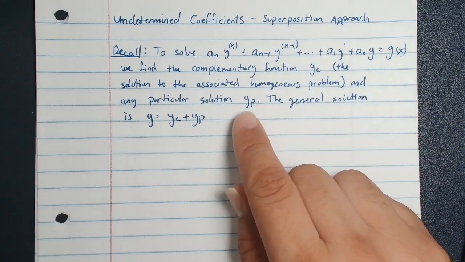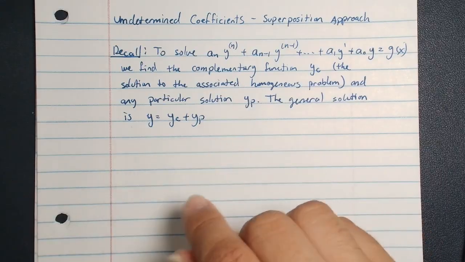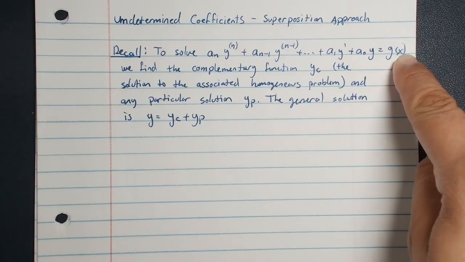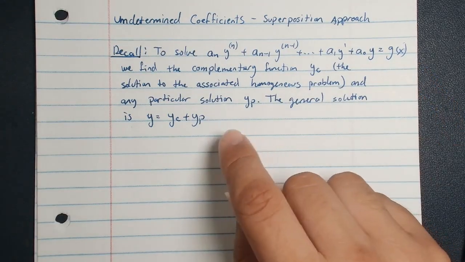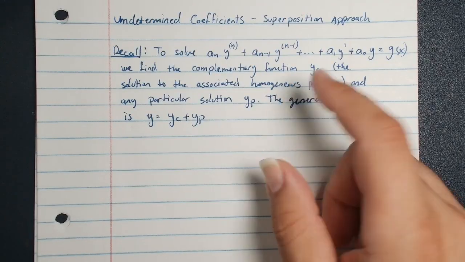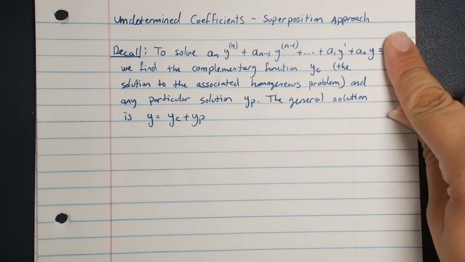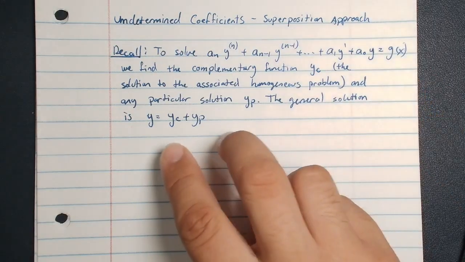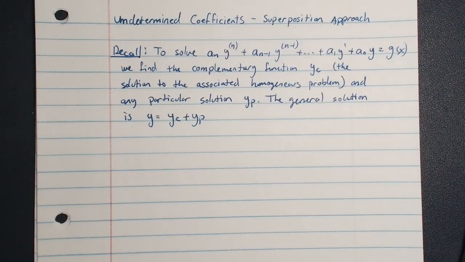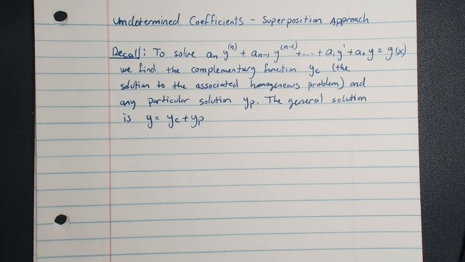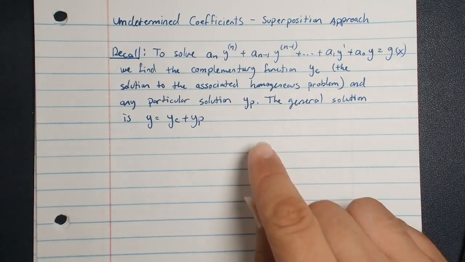And then what you do is you find the particular solution. That is to say, a single unique solution to this problem with this being g of x, not just 0. Once you find the complementary solution, which is a solution to the associated homogeneous problem, and you find a single particular solution to the non-homogeneous problem, adding those together gives you your general solution. So now with characteristic equations, we have a way of finding this y sub c, at least under some conditions. Now we need a good way of finding a particular solution.